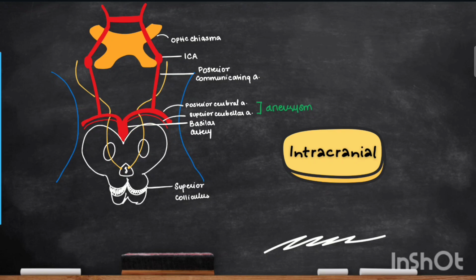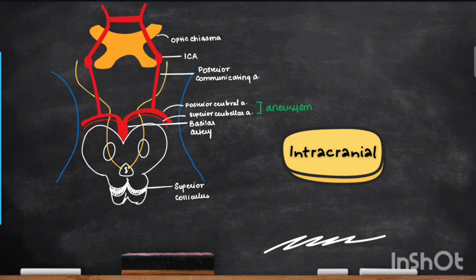As it emerges out, it passes between two important arteries, first the posterior cerebral artery, and second the superior cerebellar artery. As you can see in the diagram, it passes between these two major vessels of the circle of Willis. Then it turns to the lateral side and for a short distance travels parallel to the posterior communicating artery.